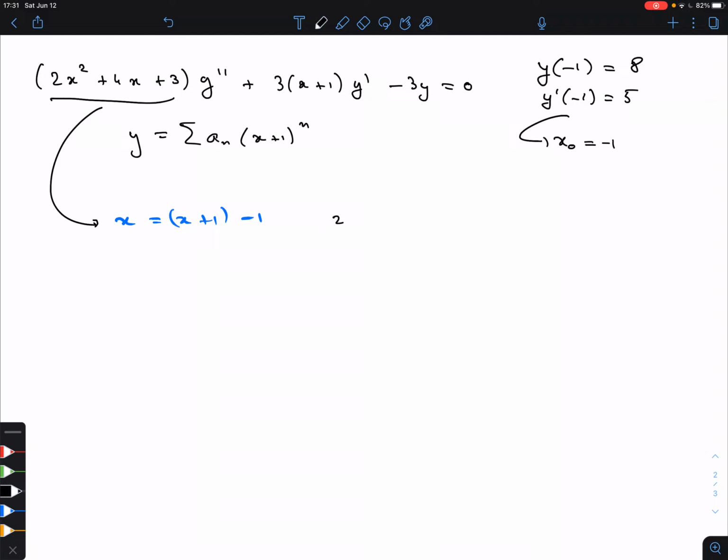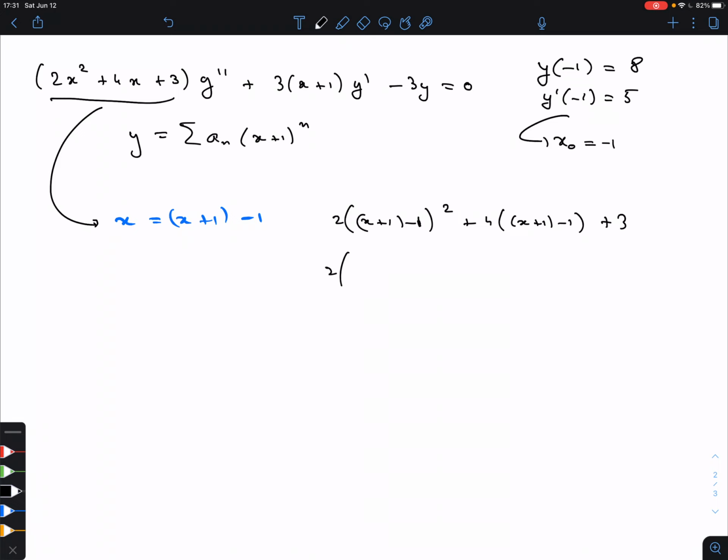So we get 2 times (x plus 1 minus 1) squared plus 4 times (x plus 1 minus 1) plus 3. I know it's weird that you don't expand the x plus 1s here and simplify, but the whole purpose is to get everything into this x plus 1. So this x plus 1 is now a unit that cannot be destroyed for our purposes.